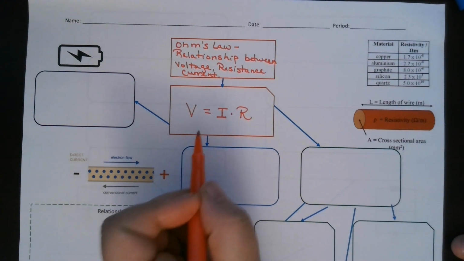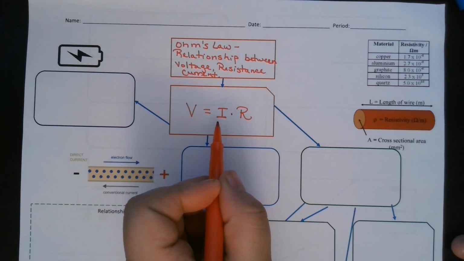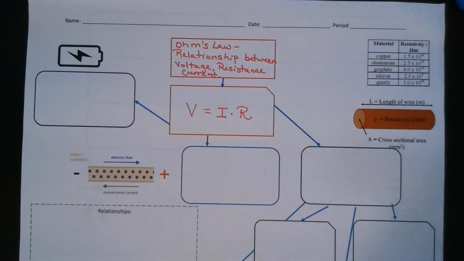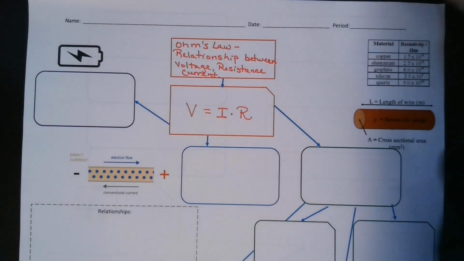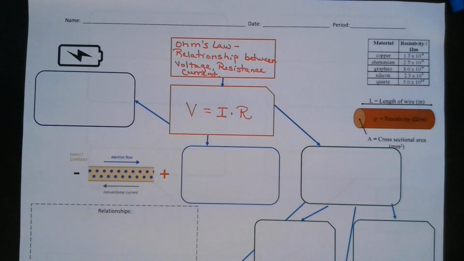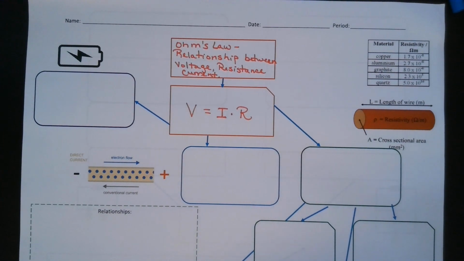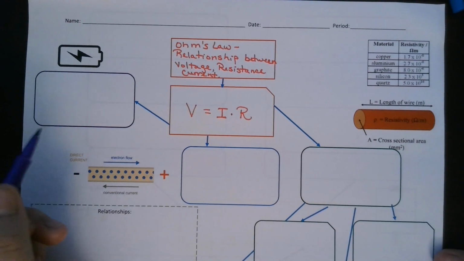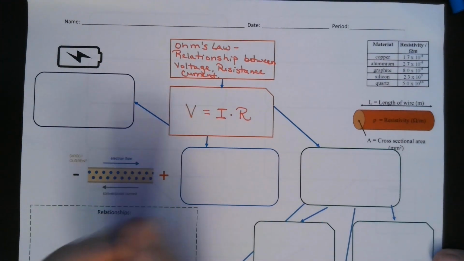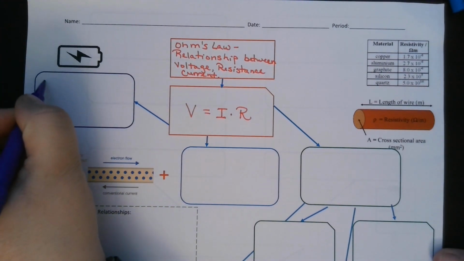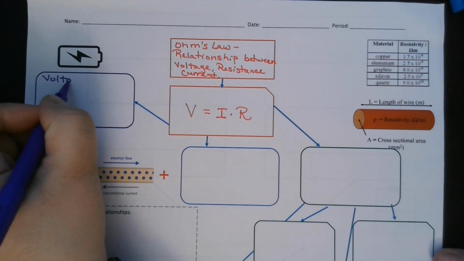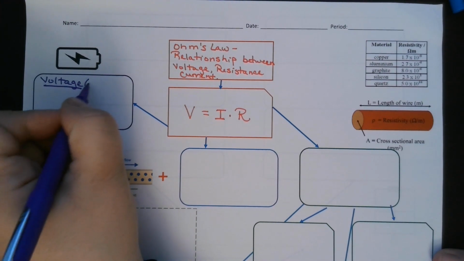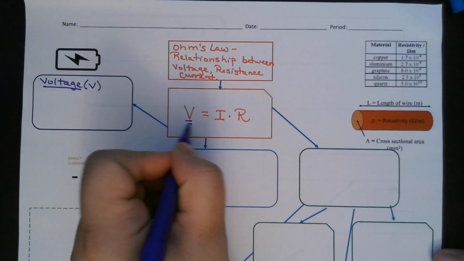And let's talk about what these four things are. V is for voltage, I is for current, R is for resistance. The only reason I know these is because I've been teaching for 10 years now, and I just remember them. This is the sign for battery. Batteries are the voltage. These are the ones that are going to push the electrons. So your voltage is also known as the potential difference. Its symbol is V.